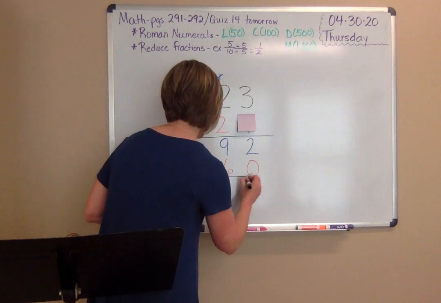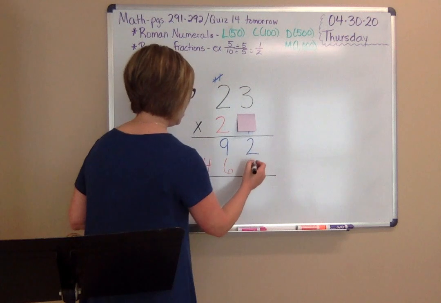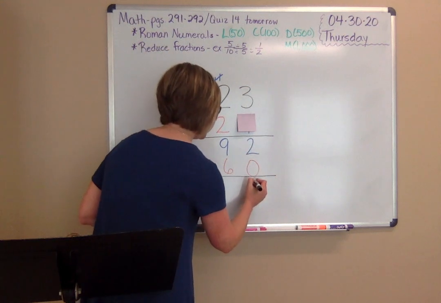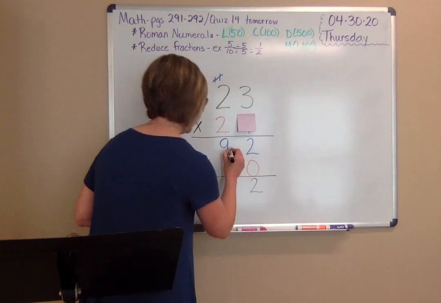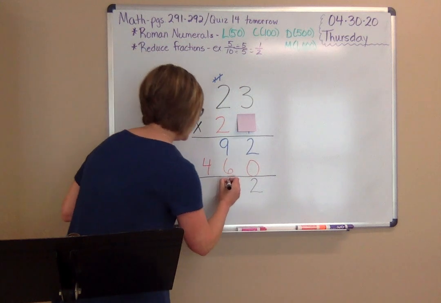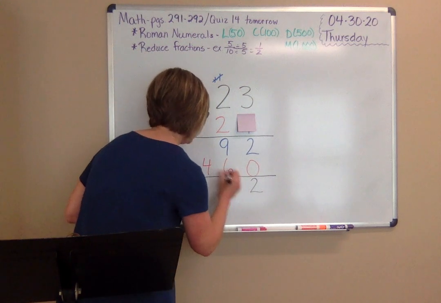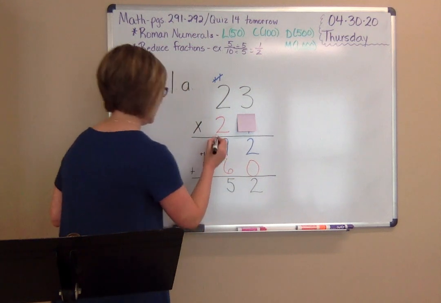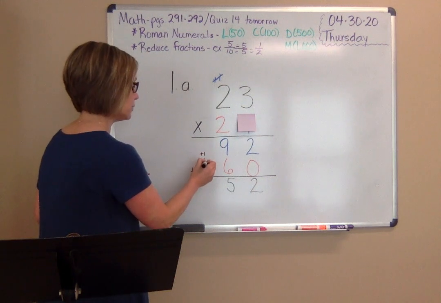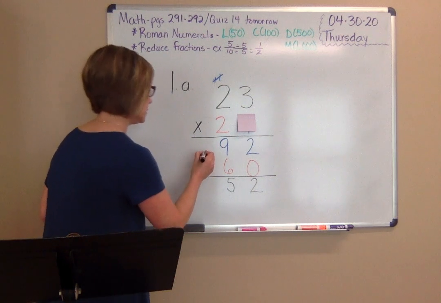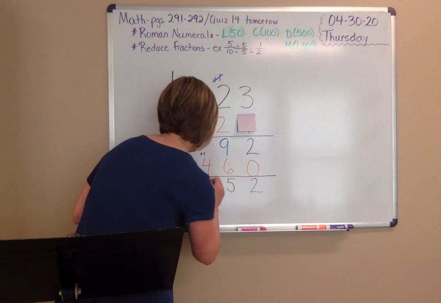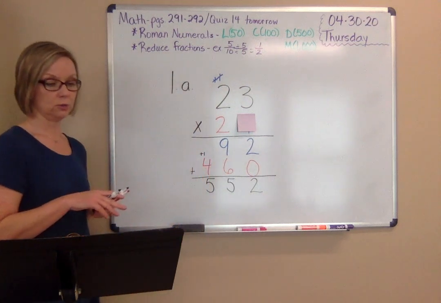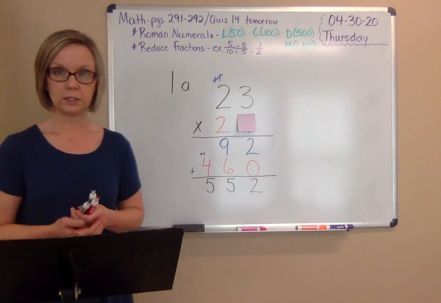Now we're going to add. 2 plus 0 equals 2. 9 plus 6 equals 15. Carry my 1. 0 plus 4 equals 4. 4 plus 1 equals 5. So your answer there should be 552.